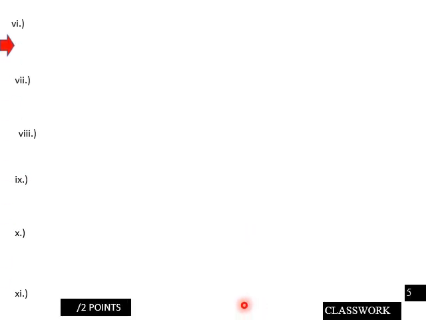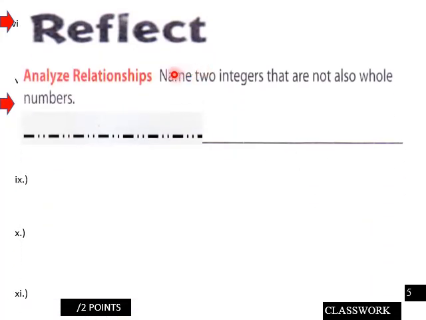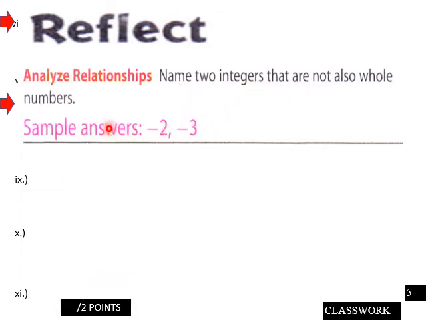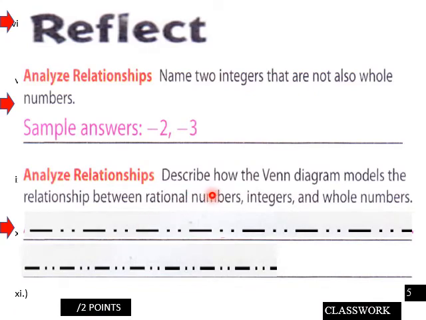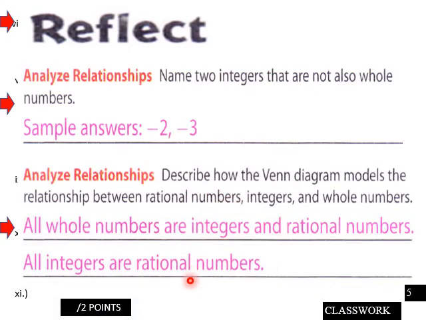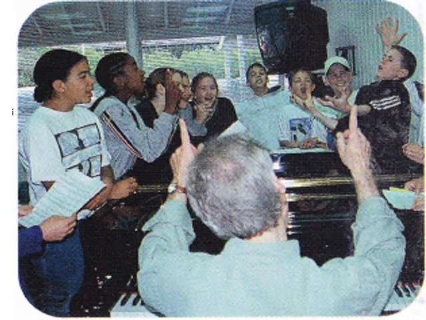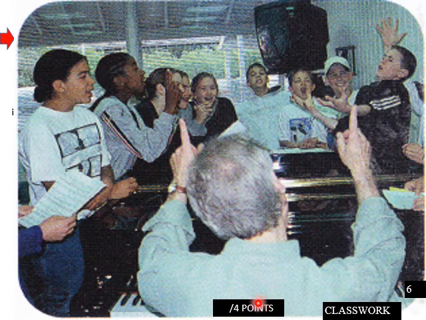Let's go to page 5 here of our classwork. Analyzing relationship. Name two integers that are not also whole numbers. And we did that before with -2 and -3. The negative numbers, negative integers, are not considered whole numbers. And then describe how the Venn diagram, and we did this one as well. And let's go to page 6 here.